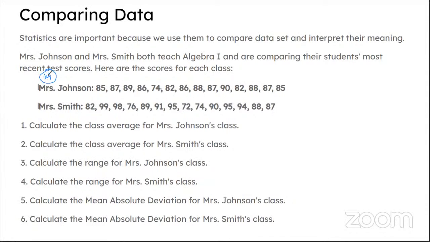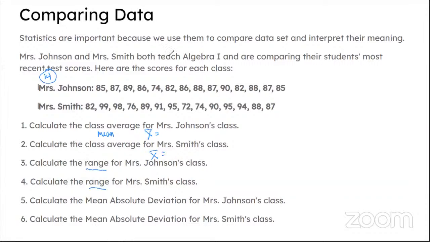Now, the questions are, we need to find the class average, which, remember, is the mean, which means we're going to represent it with an X bar, right? For Miss Johnson's class, and calculate the class average, or the mean, for Miss Smith's class. We need to calculate the range, not the IQR. Remember, the IQR is the interquartile range.